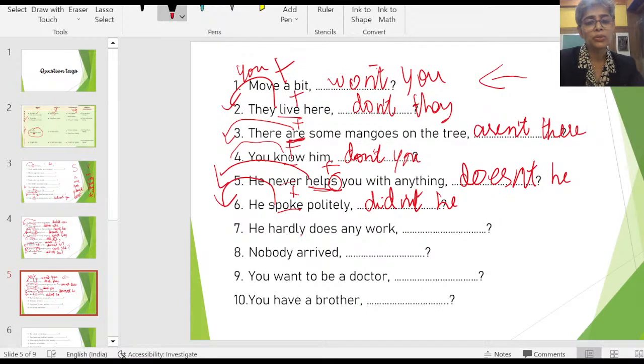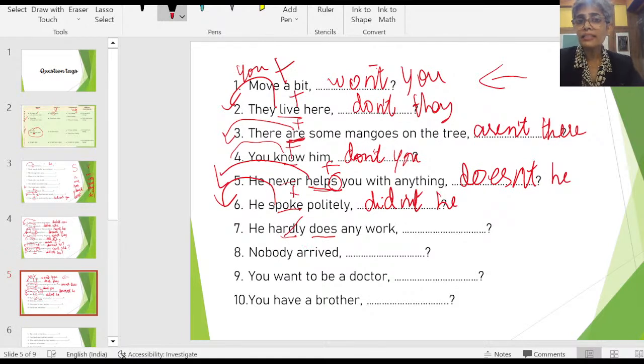Now over here too, the second place does not have a verb. It has an adverb. So just ignore it. Go to the next verb. Doesn't. He hardly does any work. Now is does the main verb or the helping verb? It is the main verb.